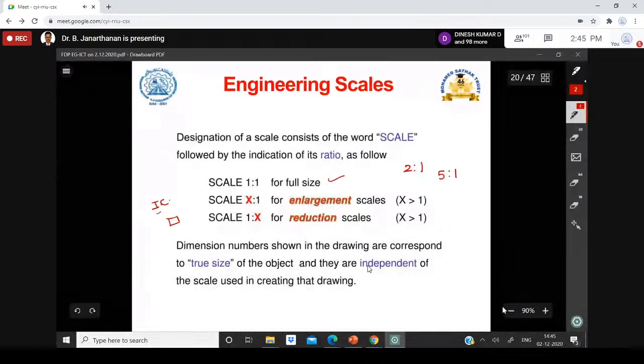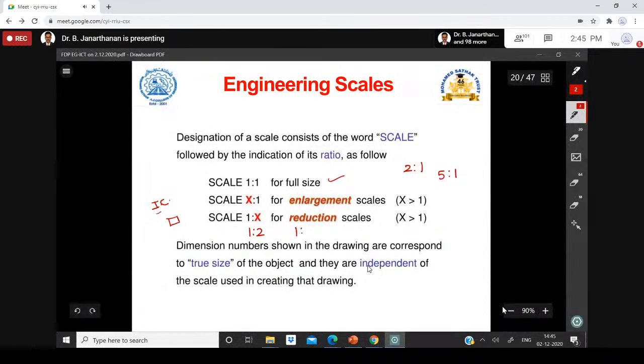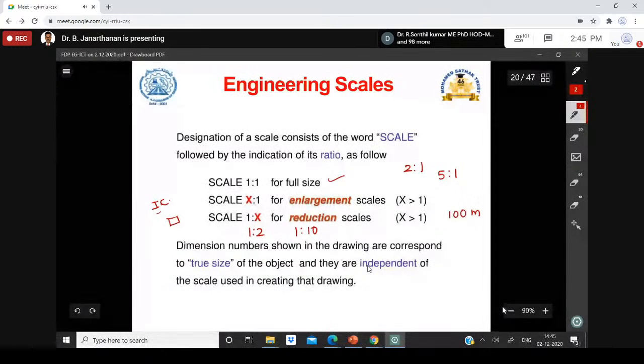And similarly, reduction scale, if you say 1:2, that means you are reducing the scale by half, by a factor of 2. Then when you say 1:10, that means you are reducing the scale by a factor of 10. If the original dimension is 100 meters, you are representing that in the drawing by 10 meters, something like this. That is the meaning of this reduction scale.